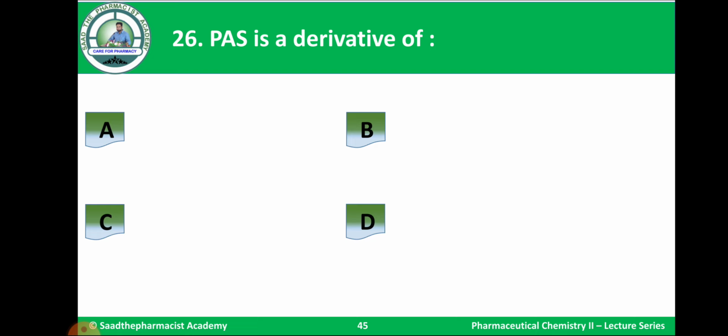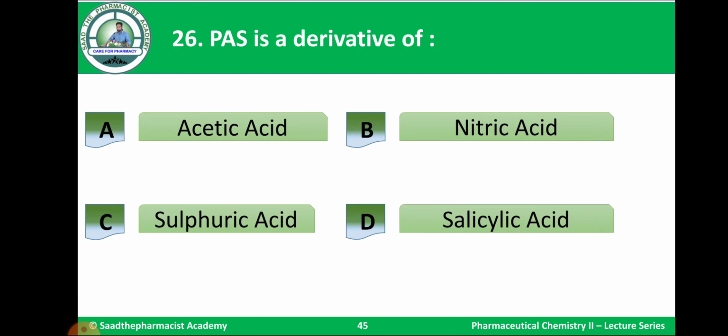Question number 26. PAS is a derivative of. Options for this question are A. Acetic acid, B. Nitric acid, C. Sulfuric acid, and D. Salicylic acid. The correct answer for this question is salicylic acid.